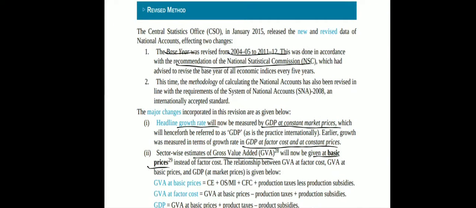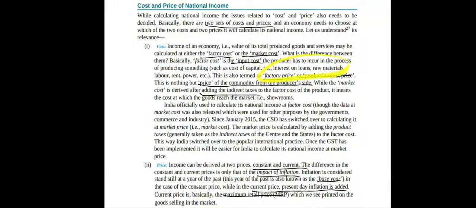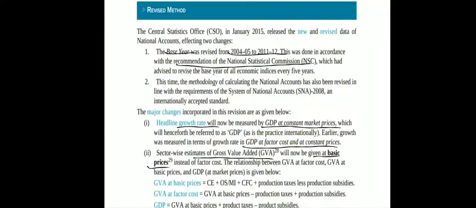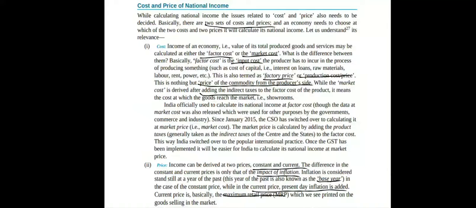Let's see this with an example. If we have a pen that cost us 2 rupees to produce, but when it reached the market, it costs 10 rupees in the showroom, then the 8 rupees, the difference between the 10 rupees and the 2 rupees, is our GVA. So what is it? It is the total cost of factors that are used to produce a good or a service.